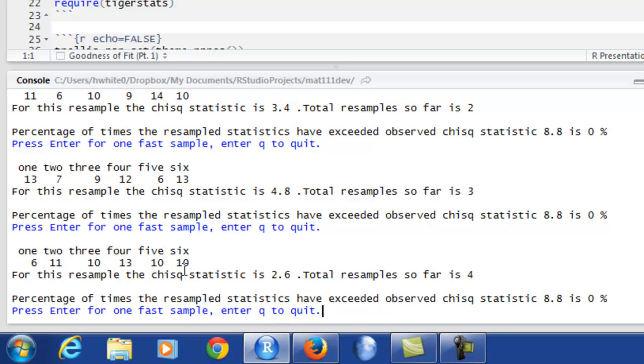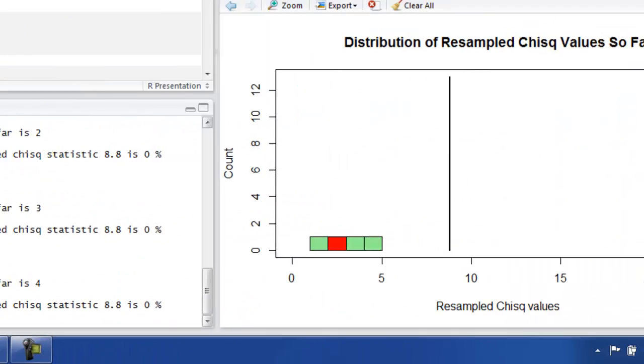Notice what's happening. At each stage, we have a set of observed counts based on the 60 rolls that we tried from this hypothetically fair die. The chi-square statistic has been computed each time. The machine is also keeping track of how many times the chi-square statistic has gone above the observed chi-square statistic in our study, the 8.8 value.